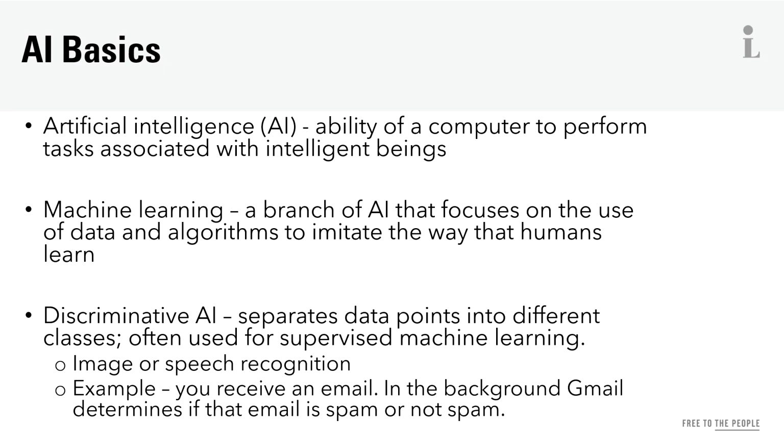And that's where you get what's called machine learning, which is a branch of AI that focuses on the use of data and algorithms to imitate the way that humans learn.